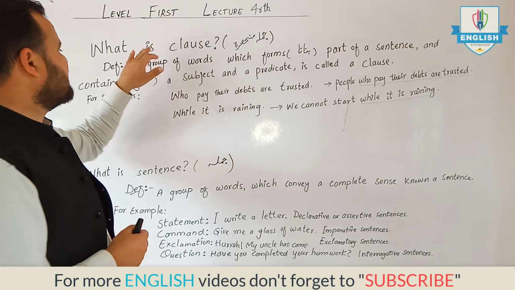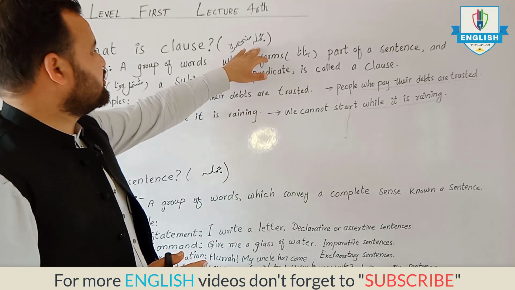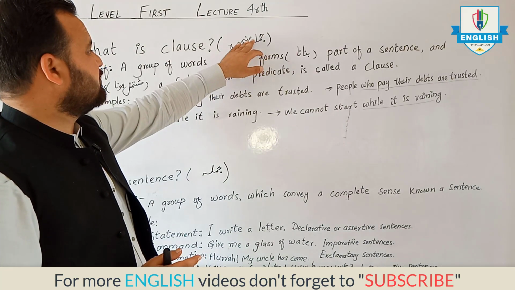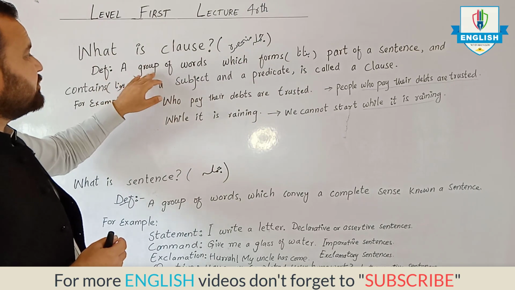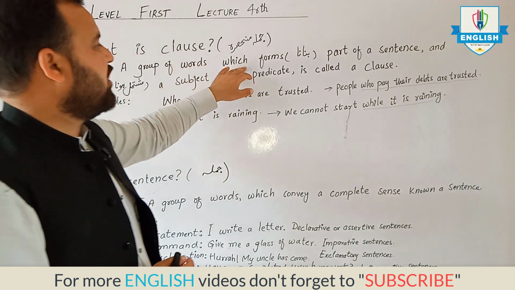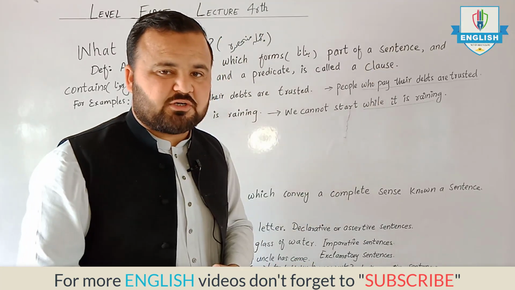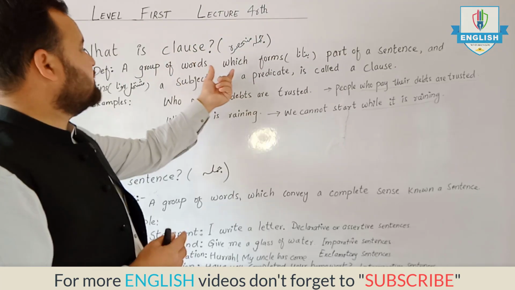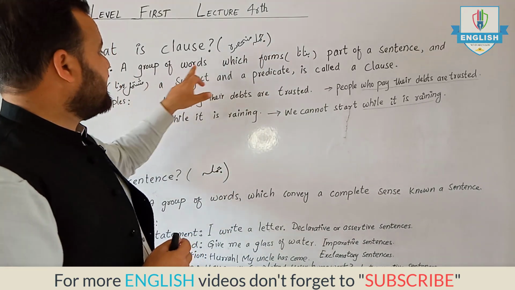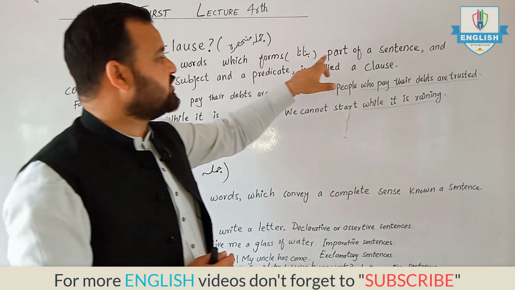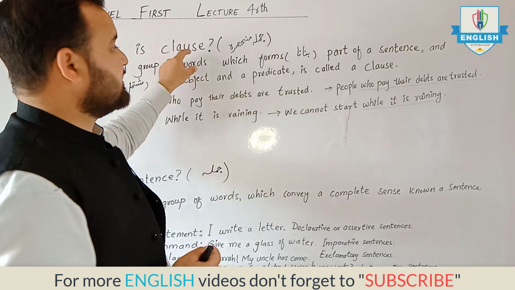What is class? In Urdu we call it jumla munhasira. So look at the definition: a group of words which forms part of a sentence. A group of words which forms a part of a sentence.